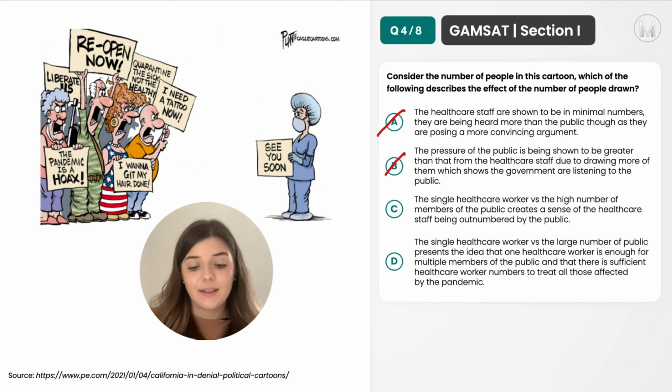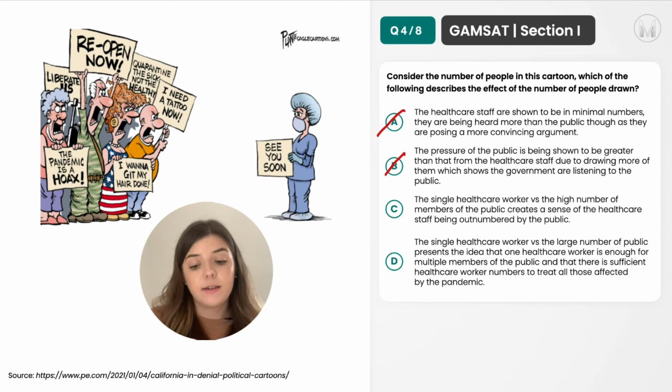Option C, the single healthcare worker versus the high number of members of the public creates a sense of the healthcare staff being outnumbered by the public. This is definitely a very fair interpretation. It is basically 1 person against 4 people, and it does give us the sense that they are outnumbered. So option C is quite likely.